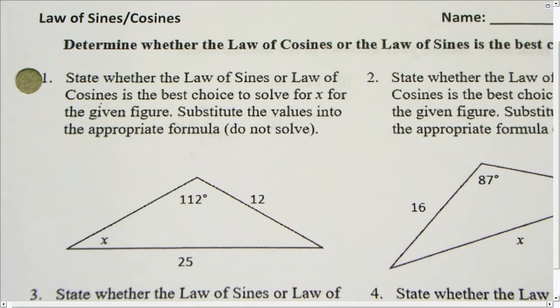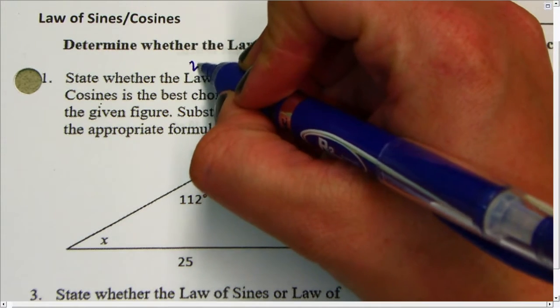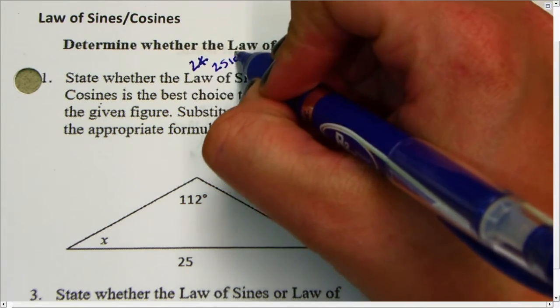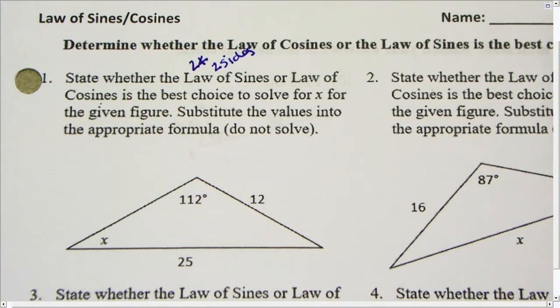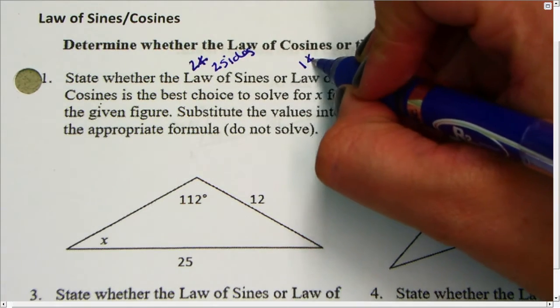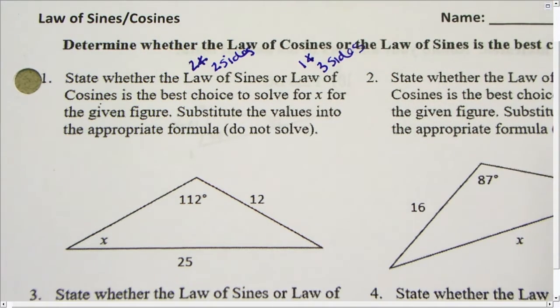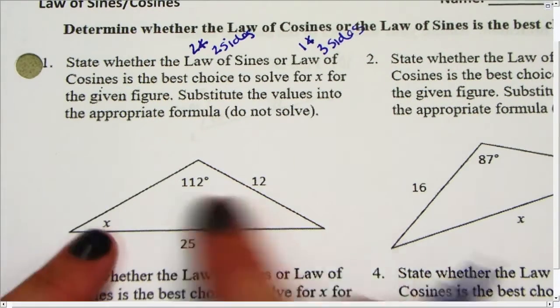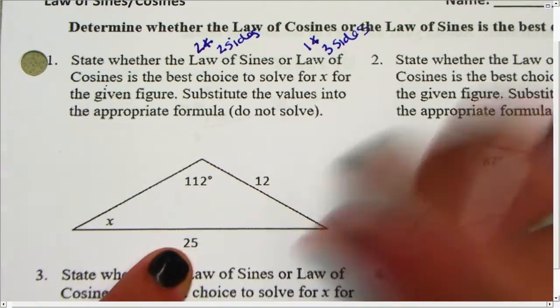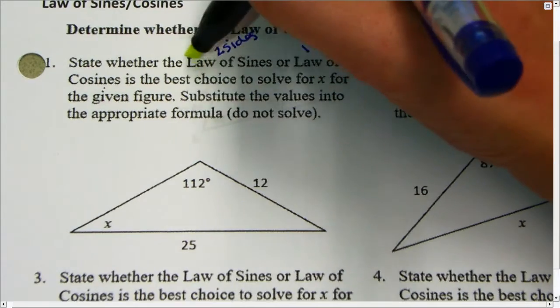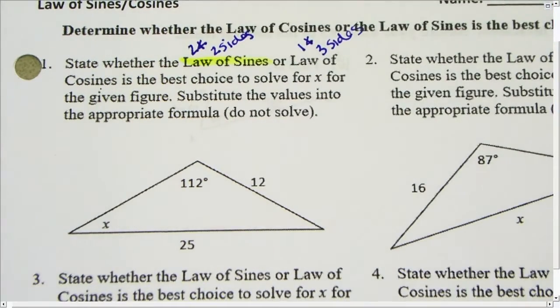Anytime you're using law of sines, remember the goal is you have two angles and two sides, because it's a proportion. When you have the law of cosines, it's one angle and three sides, because it's an actual equation. So all you have to do is look at the problem to set it up. Looking at this picture, I see two angles and two sides, which lets me know that the law of sines is how I want to set this problem up.